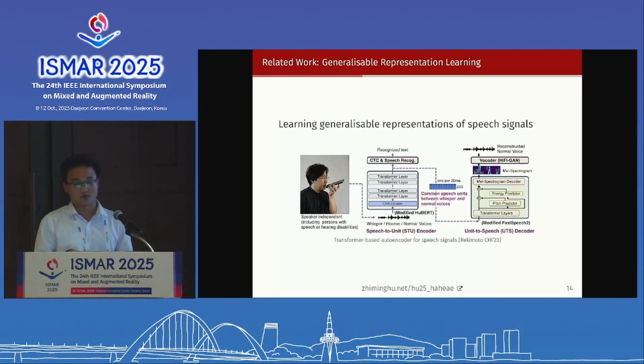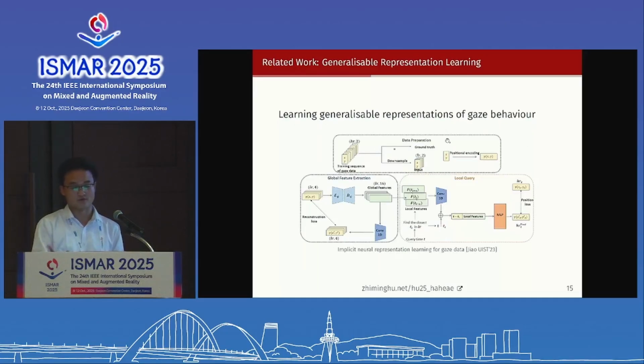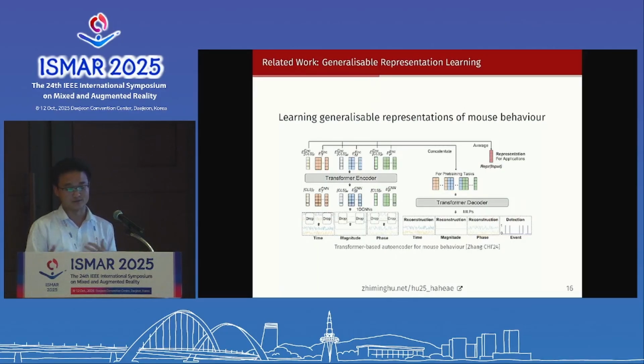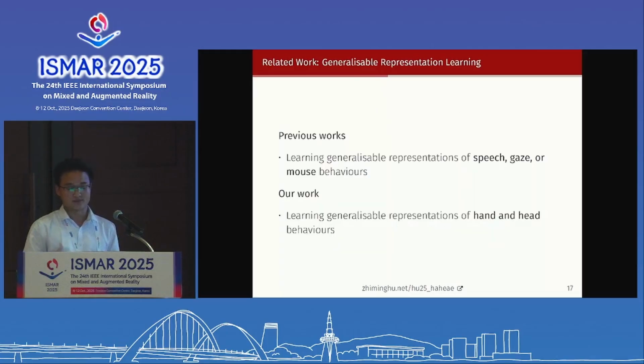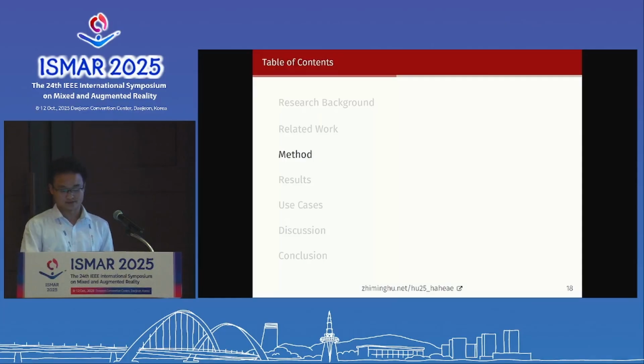Another line of related work is generalizable representation learning. For example, people have learned generalizable representations for speech signals, for human gaze behavior, as well as for human mouth behavior. Prior works have had many successful experiments here. So in our work, inspired by this, we want to learn generalizable representations for hand and head behaviors. Okay, let's go to the method.